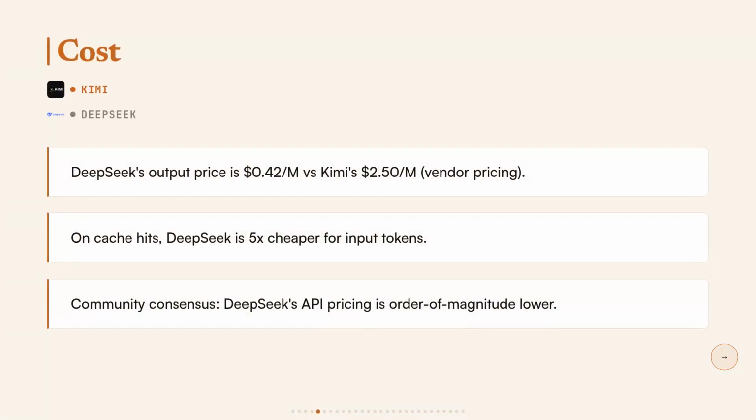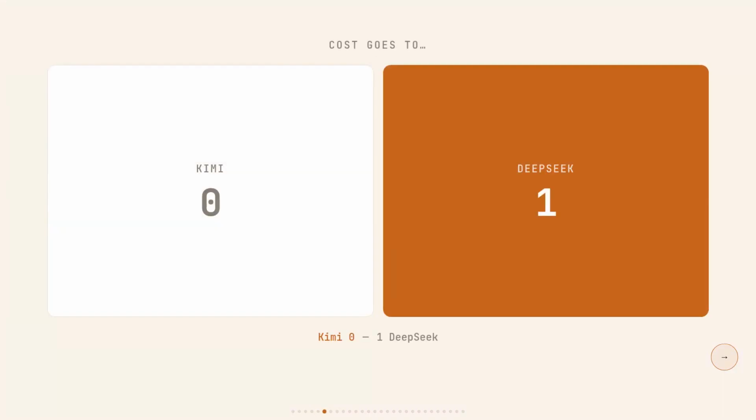Now, Kimi does consume tokens more efficiently on some workloads according to community reports, so the raw per-token price doesn't always tell the whole story. That said, even if Kimi used 20% fewer tokens on average, DeepSeek is still way cheaper. The 6 times gap on output pricing is too wide for efficiency gains to close. DeepSeek takes cost, and it's not subtle.